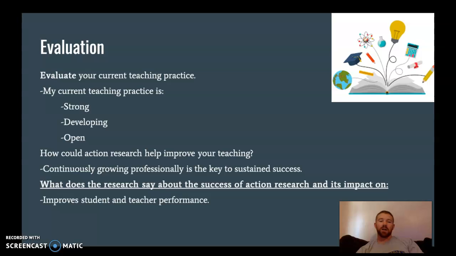And the research, what it says about success of action research and its impact, well, it improves student and teacher performances. When you as the teacher find out what works for you, you can continuously grow with that. And also because you're gearing this towards the specific students you have, this is going to be something that is specific to the students, which is why it helps improve student performance.